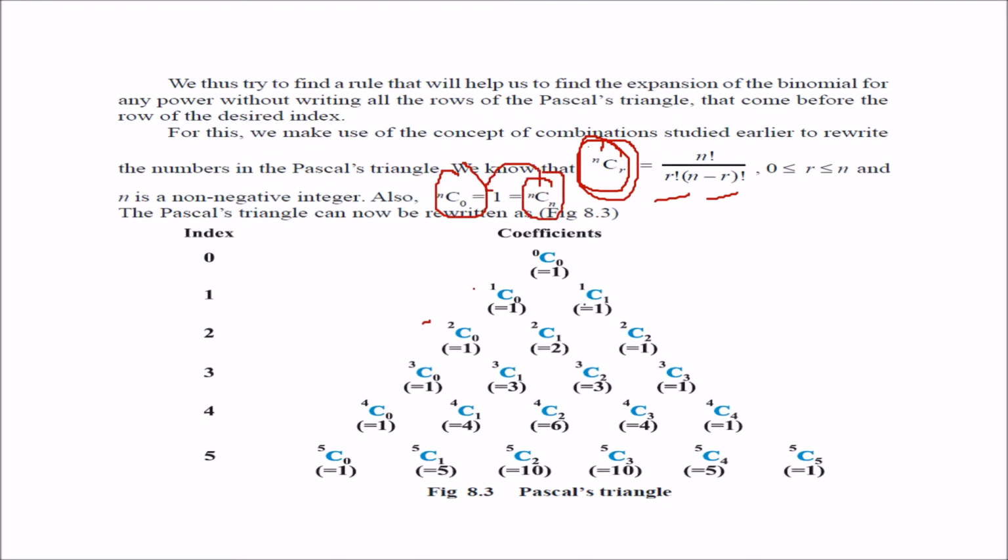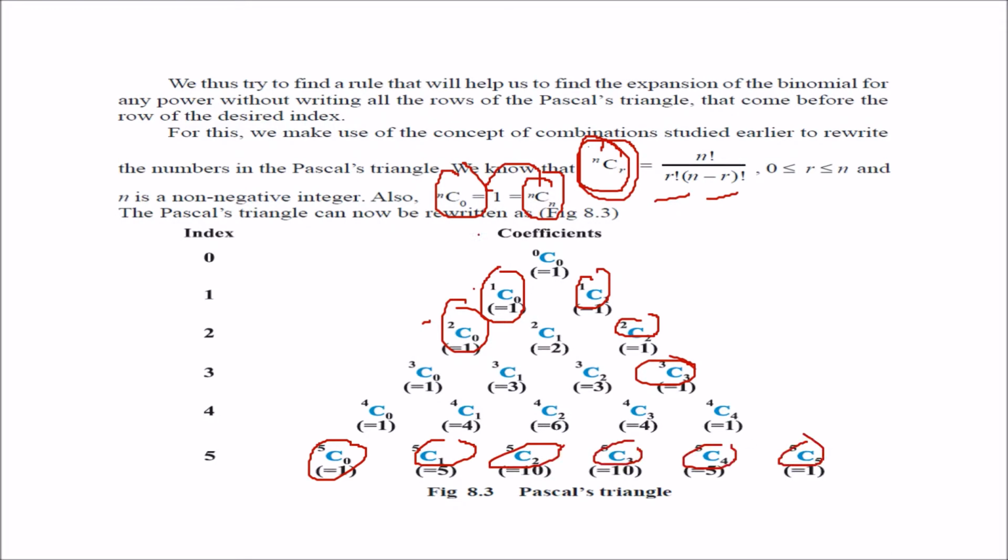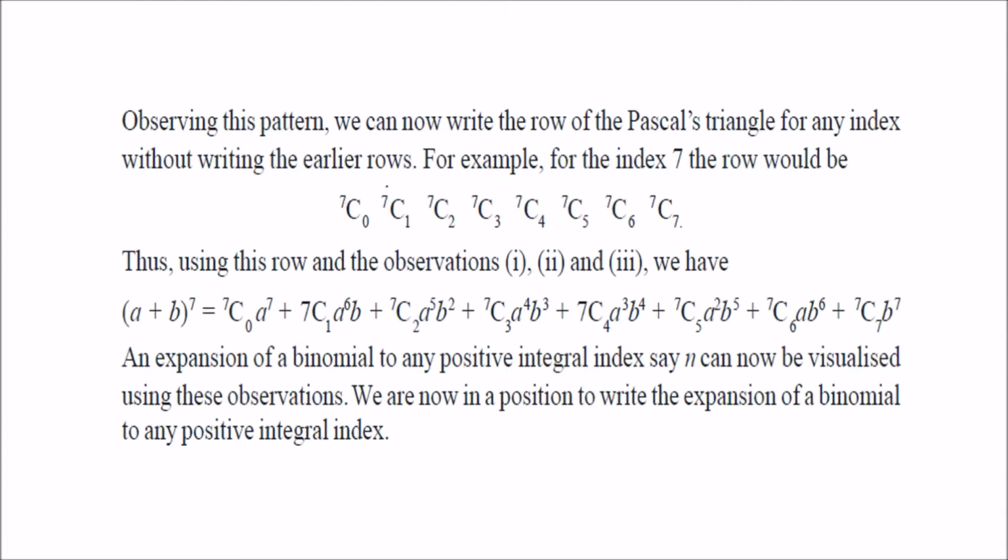So we have many ones here. All these are either nC0 or nCn. How about the middle ones? These are, say, 5C0, 5C1, 2, 3, 4, 5. Now if we observe this pattern, for say to the power 7, we have 7C0, 7C1, 7C2, 7C3 until 7C7.